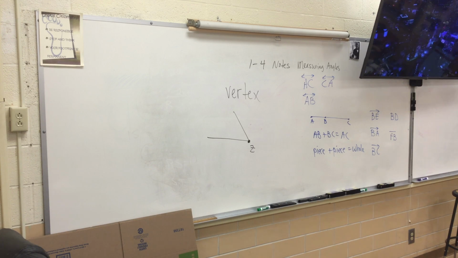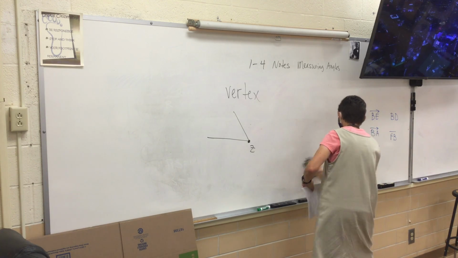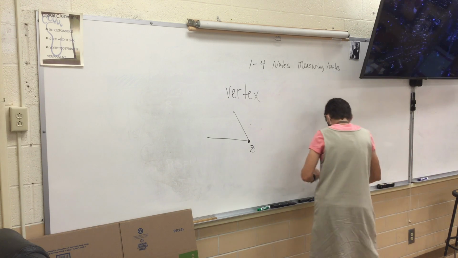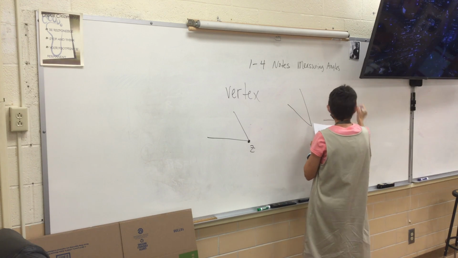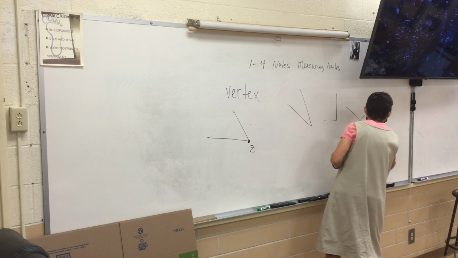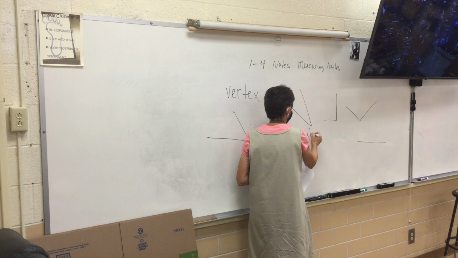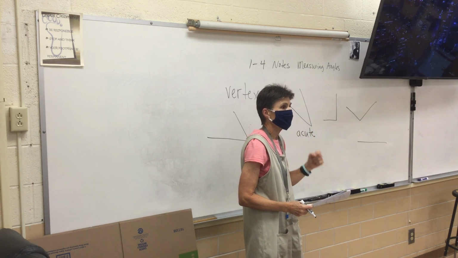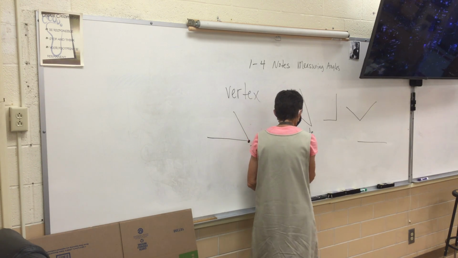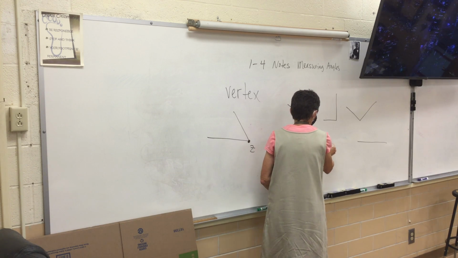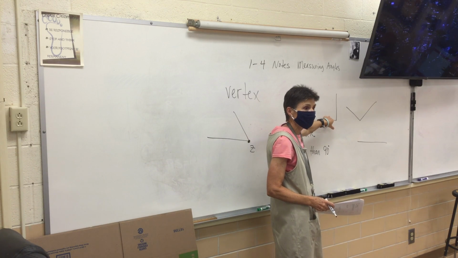Okay, so here are some new definitions. I think you already know them because I know for sure some of you did them with me a couple years ago. You've got this first angle, the second one, this one, and this one. This is called an acute angle. What does the word acute mean? Alec? Under 90, so less than 90 degrees.